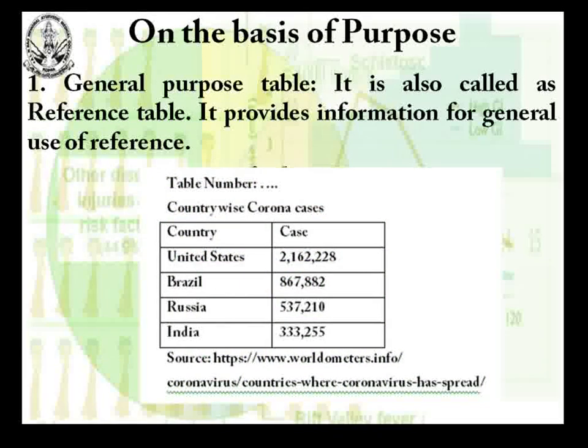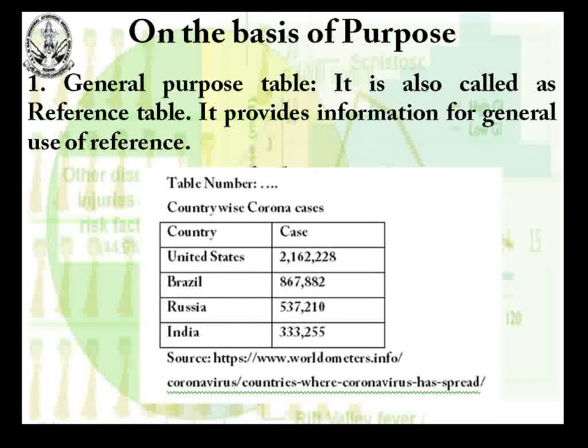Now you see on the basis of purpose. The first one is the general purpose table. It is also called a reference table. It provides information for general use of reference. You can see an example of a table over here. First the table number is given, then the title, like country-wise corona cases, and simply it is in two columns, country and cases. So various countries are there and cases are given. Then at the bottom of the table, the source is given from where this data was collected. So this is called a general purpose table.